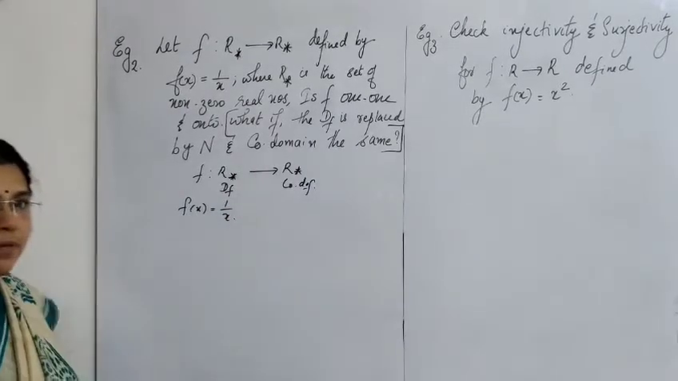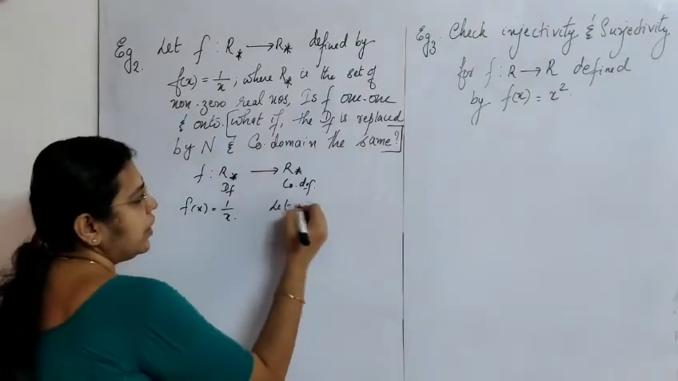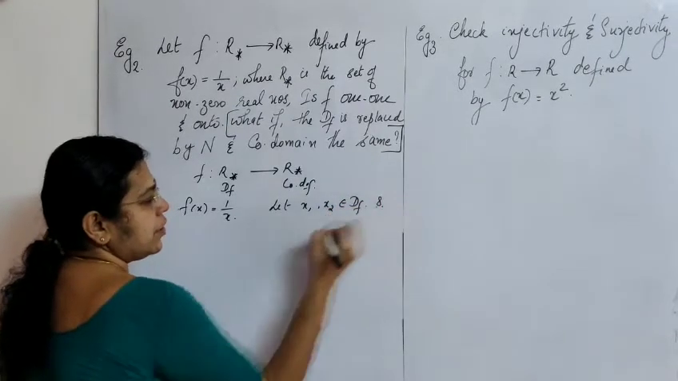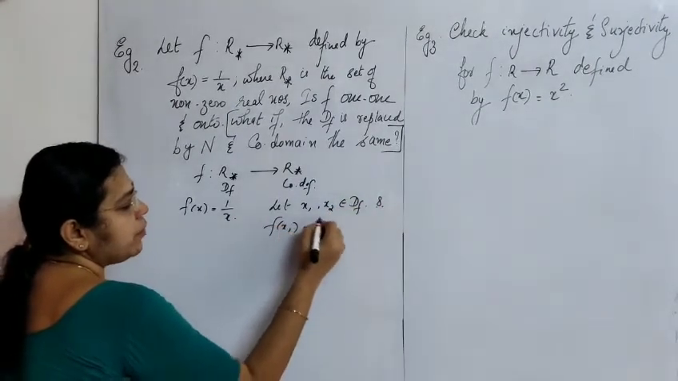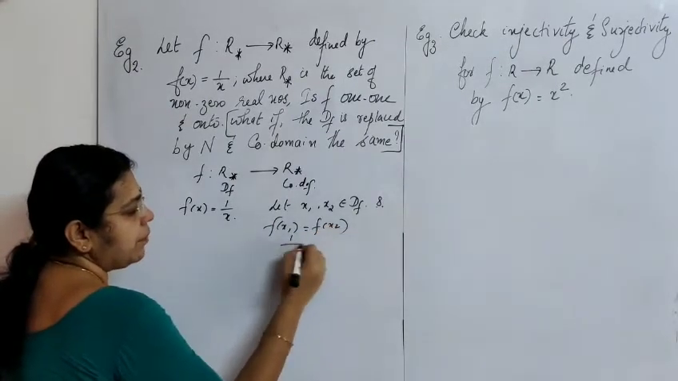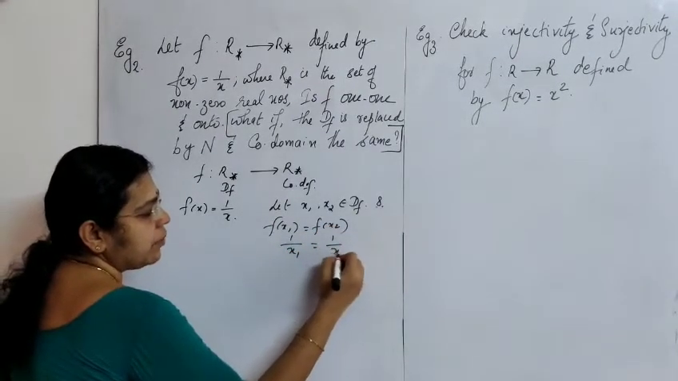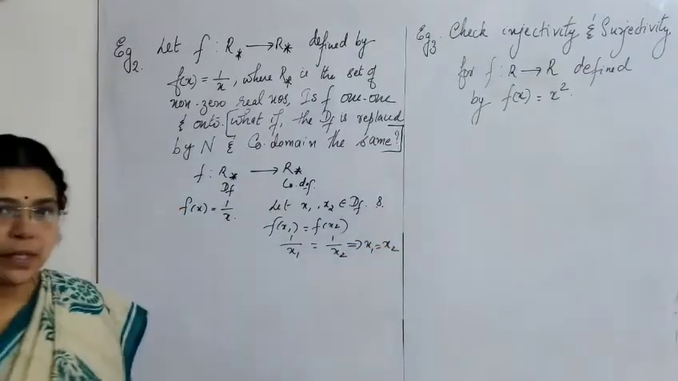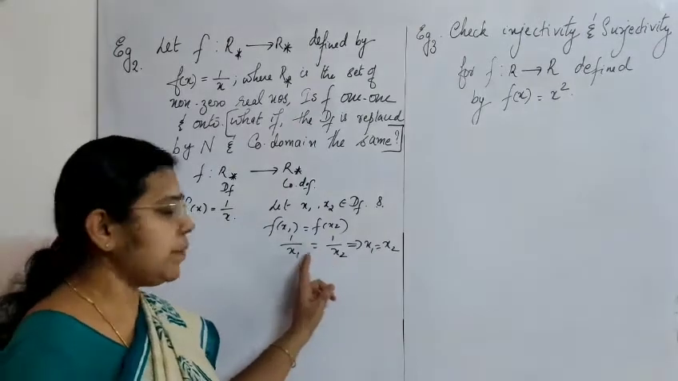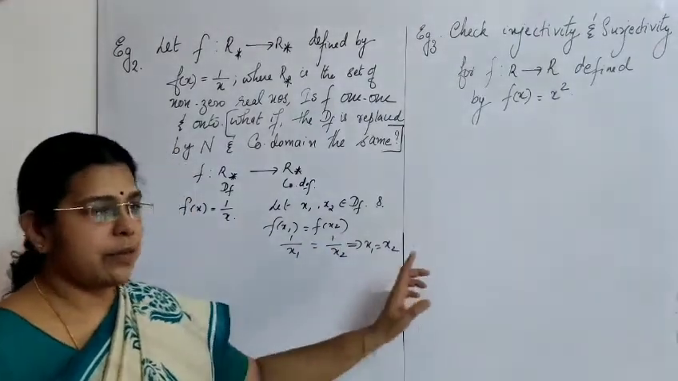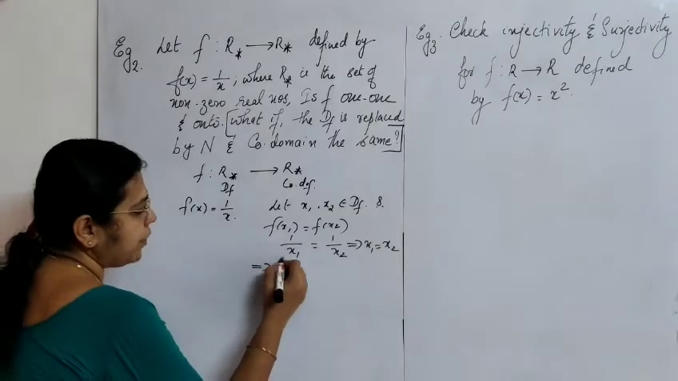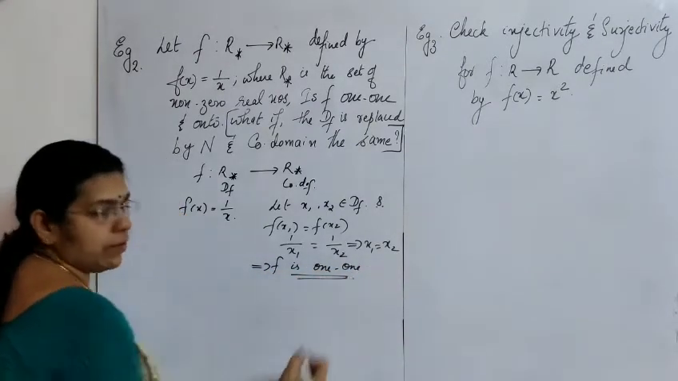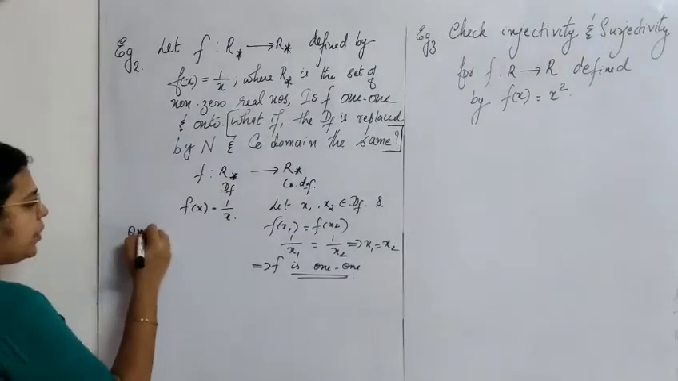How do you check for one-one? I take x1, x2 belonging to the domain of the function such that f of x1 equals f of x2. What does that mean? 1 by x1 equals 1 by x2. Can I write this implies x1 equals x2? Yes. Okay, x1 equals x2. Therefore, f is one-one. I hope it is clear.